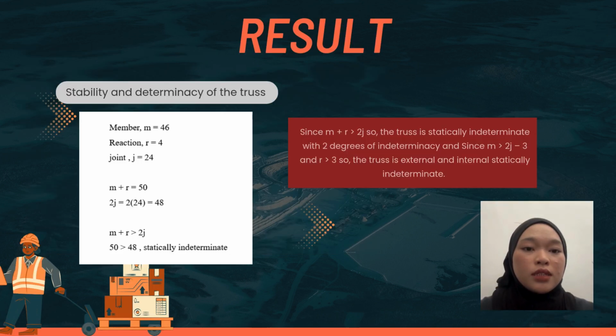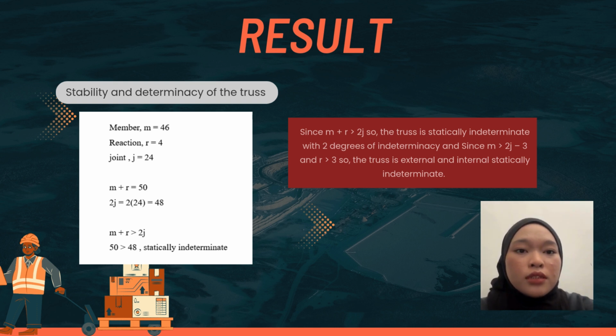So the next part is the results. For the stability and determinacy of the truss, the members are 46, reactions are 3, and joints are 24. Since m plus r is more than 2j, the truss is statically indeterminate with 2 degrees of indeterminacy, and since m is more than 2j minus 3 and r is more than 3, the truss is externally and internally statically indeterminate.